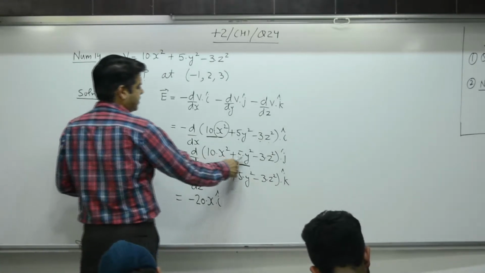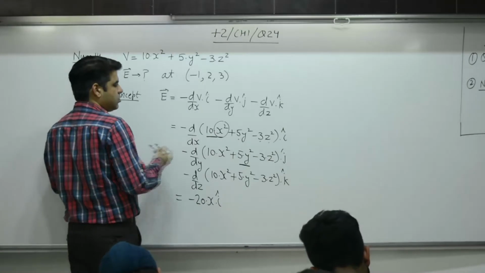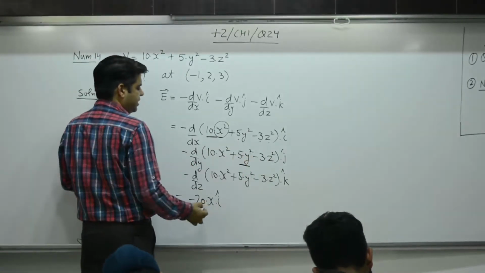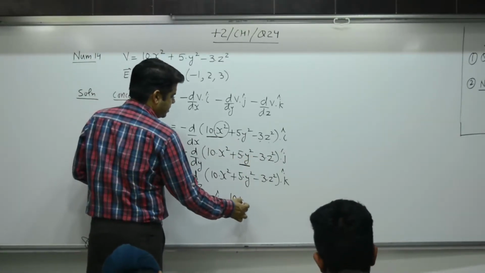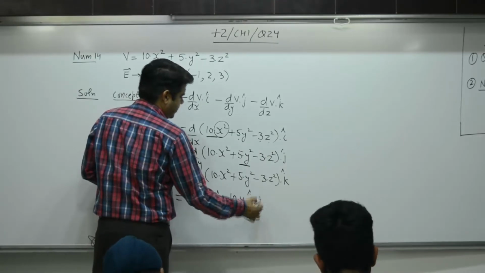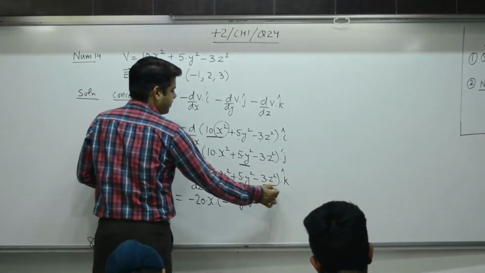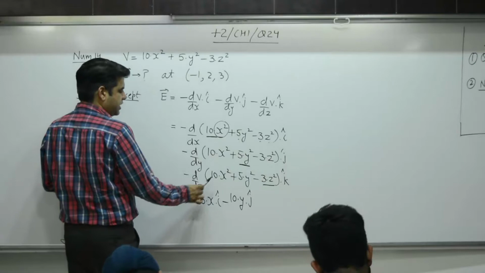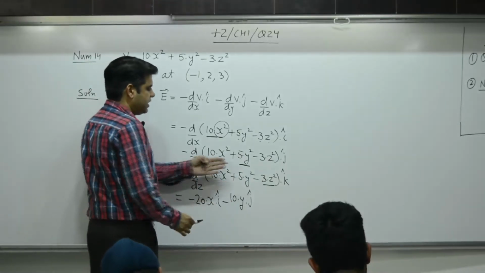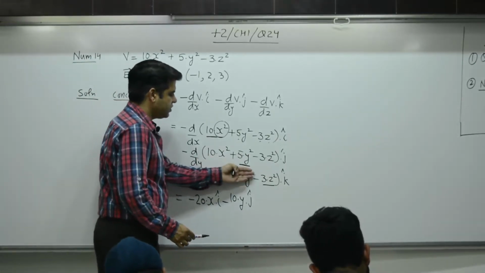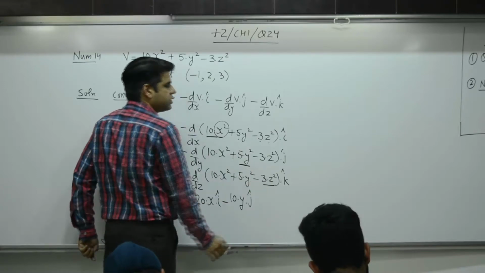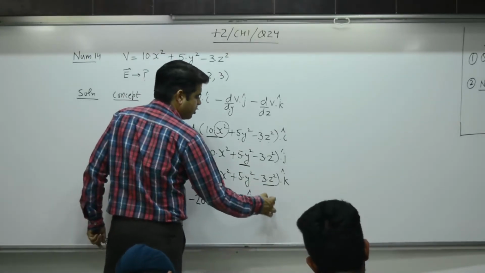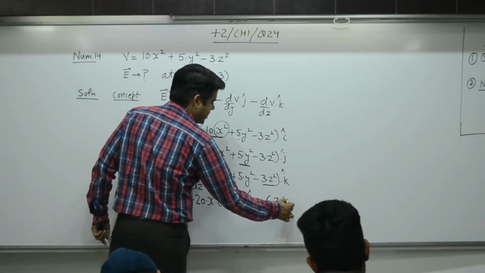Differentiation of y square, 2y into 5, what you get is minus 10yj. What about this one? When you differentiate with respect to z, x and y are constant, differentiation of constant is 0, differentiation of z square is 2z into 3, 6zk.